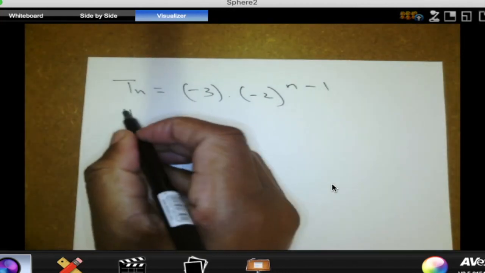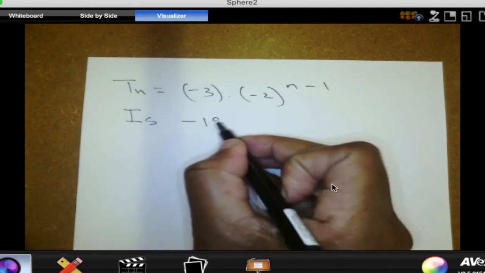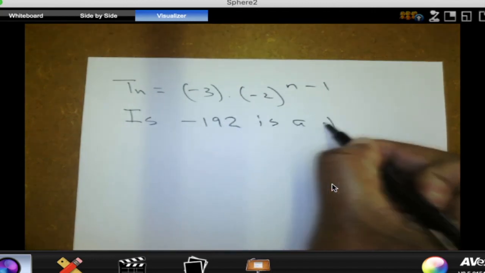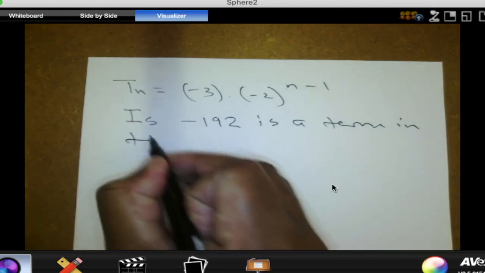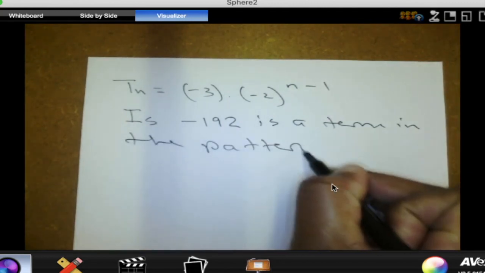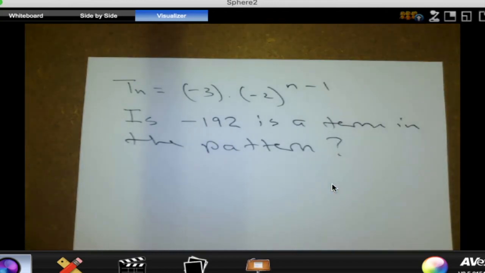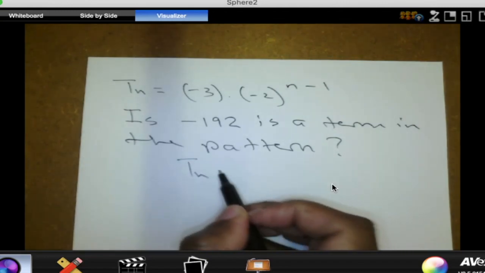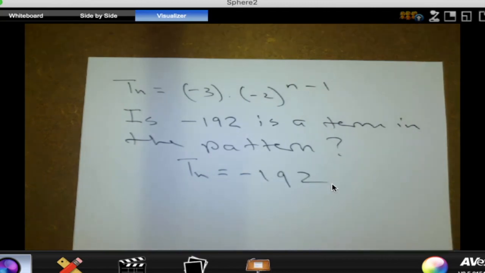And we want to know whether negative 192 is a term in this particular number pattern. Any suggestions? Yes, come. Plug in negative 192 for Tn, and then you're just going to solve. Okay, good. So this is just another way of telling us that Tn is equal to negative 192, right? So check whether Tn can ever be equal to negative 192.